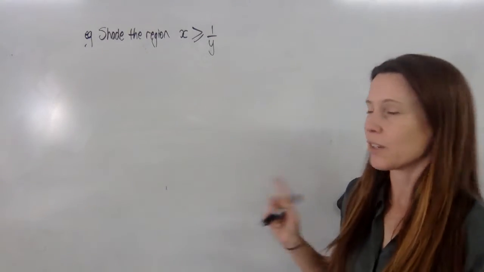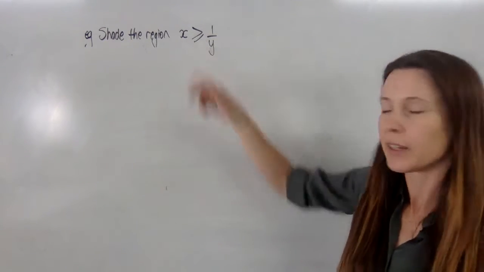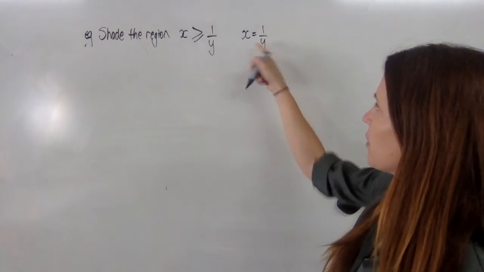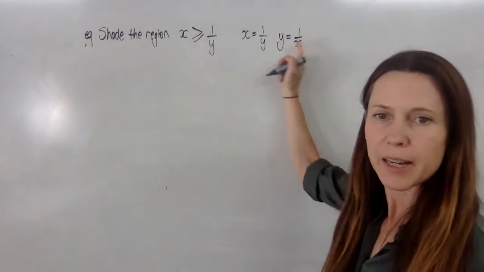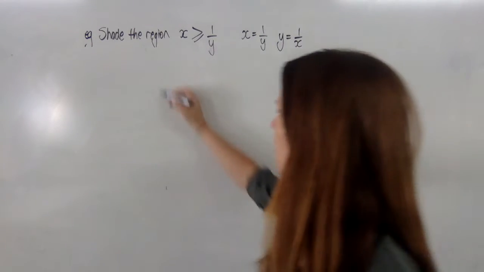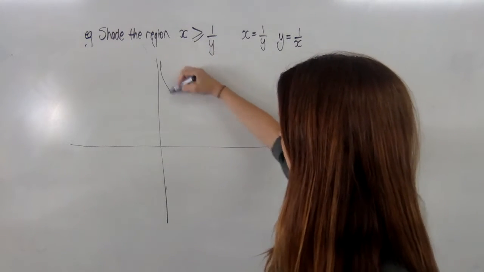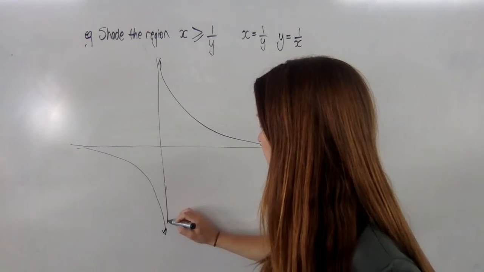Now let's look at a trickier one. We need to shade this region, and this looks a little bit unfamiliar, even if we write it like this. But if we rearrange it and write it as y equals 1 over x, now we're thinking that that's a really familiar curve. That's a hyperbola that we know. So just a basic hyperbola, and we can see that we need a solid line to graph it. So we're going to have something like this.